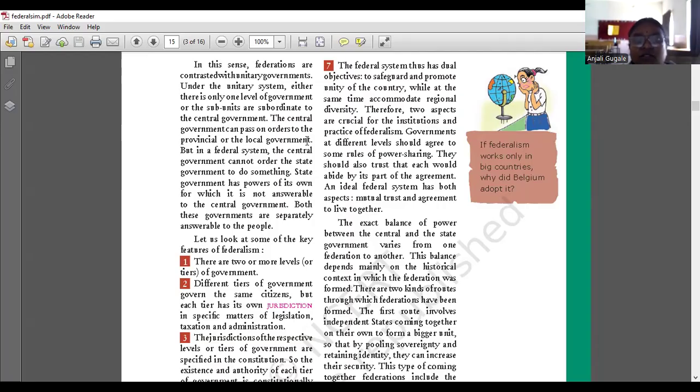Whereas in a federal system, the central government cannot order the state government to do something. The state government has powers of its own for which it is not answerable to the central government. Both these governments are separately answerable to the people. For example, in our country, we are the citizens of India, and the central government is answerable to us as citizens of India. We are also the citizens of the state of Maharashtra, so the government of Maharashtra is also answerable to the people who are the domicile of Maharashtra. I gave you this example in the previous class.